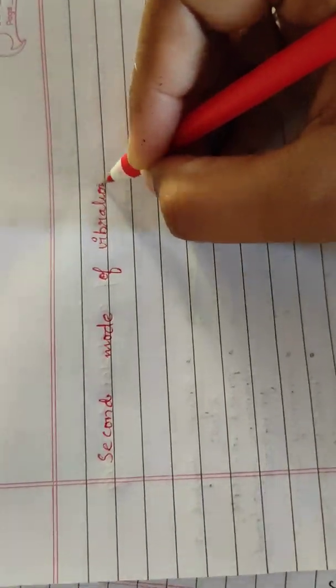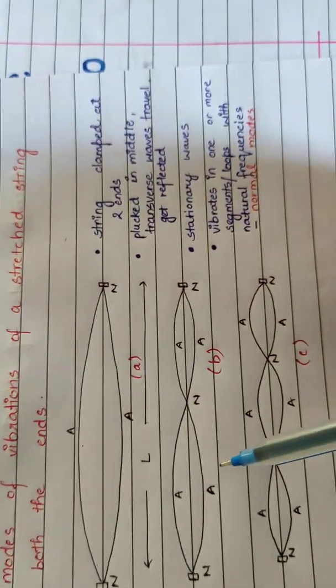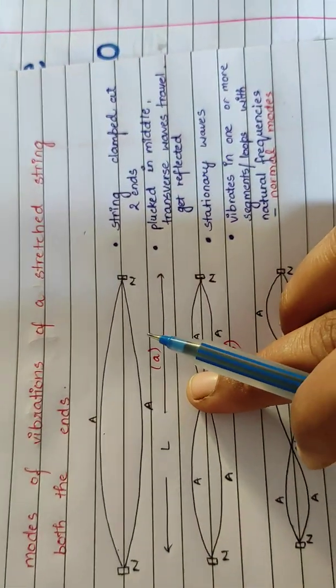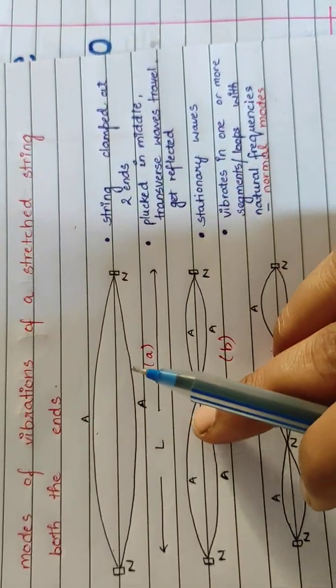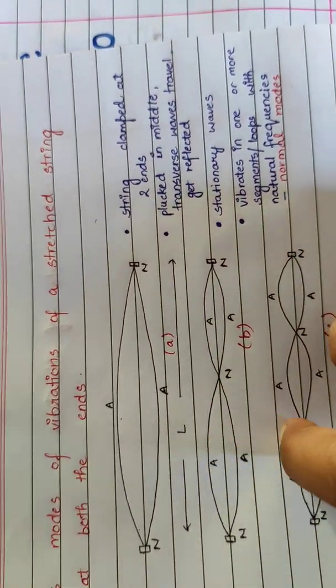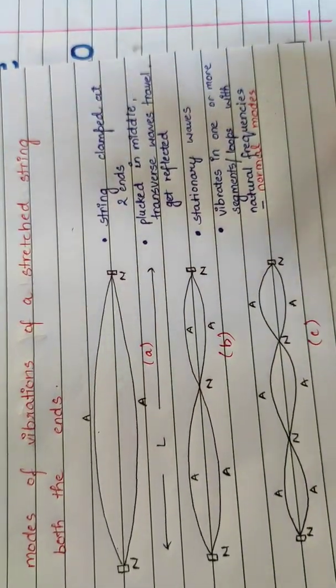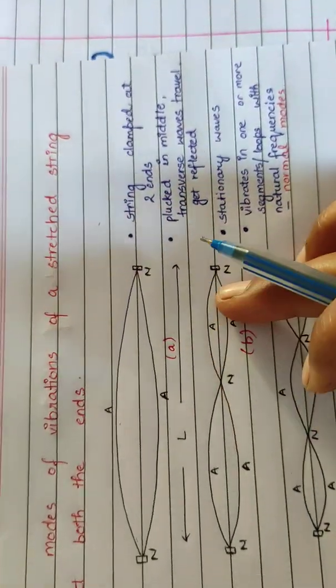Now for the second mode, as you can see in this figure, the string is pressed in the middle and plucked at 1/4 the length of the string. Okay, it is pressed in the middle and plucked at 1/4 of the length. Then we can see that this string will vibrate and it will have two segments.